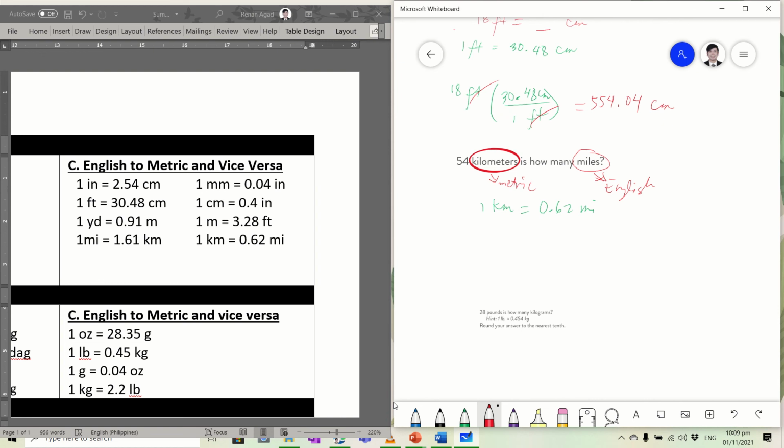So we copy our given 54 kilometers and set up a fraction for our conversion factor. Since the given is in kilometers, we put the 1 kilometer in the denominator and 0.62 miles on top in the numerator. So the kilometers are expected to be cancelled out. We're just multiplying 54 with 0.62. So that would be 33.48 miles.